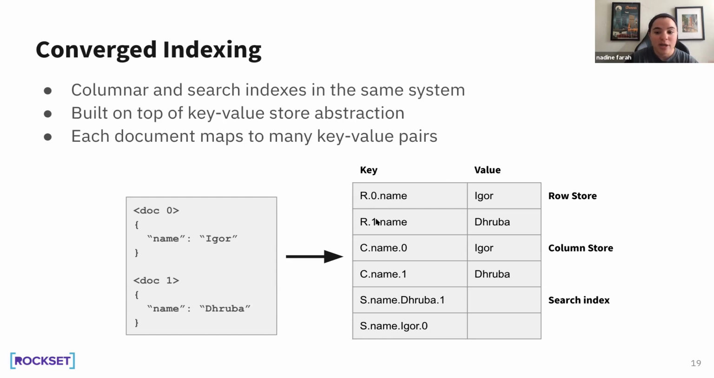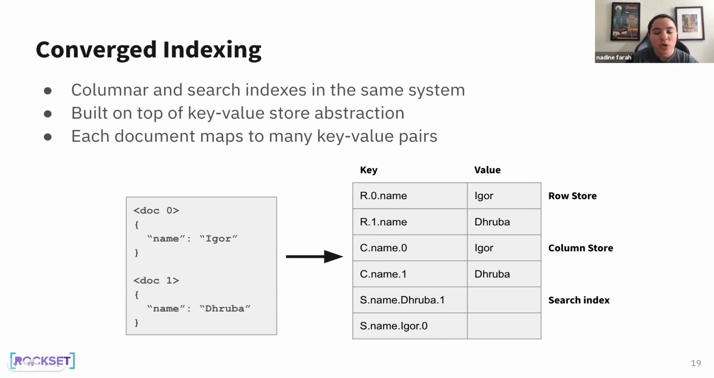They're very similar to how you would store data in Postgres or a MongoDB cluster, where it's a row store and every record is stored in a row format. So you can find all these records inside the document very quickly when you use the row key. Now Converged Indexing also stores it in a columnar store. This is the next set, which is c.name.0 and then c.name.1.